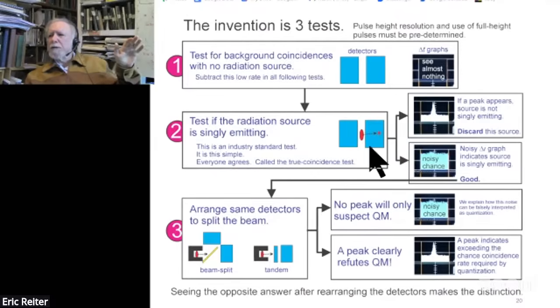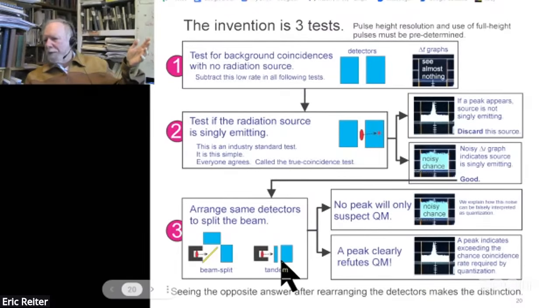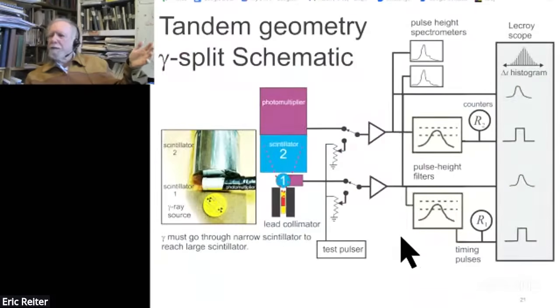You want to use a radioisotope that emits one gamma ray at a time. To make the argument, you're starting with one and ending with two, which would defy quantum mechanics. So you've passed this test, then you rearrange the detectors, you put one in front of the other, and you do the test. You see if you get a peak or no peak. If you get a peak, quantum mechanics dies. And that's what happened. And so here's the schematic of the experiment.